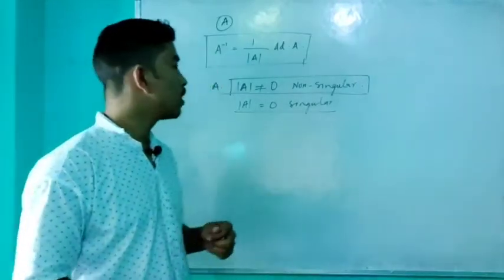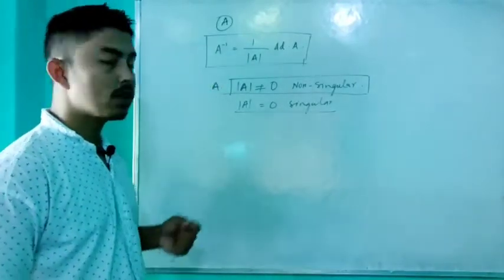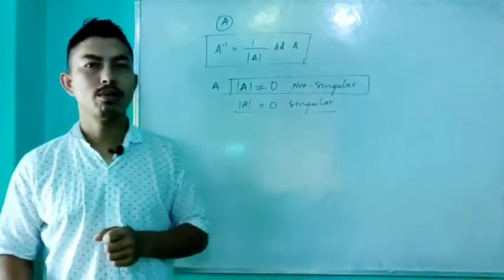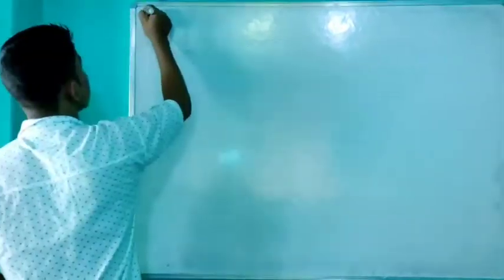So we'll try to do one sum which will give you the idea of both the adjoint and the inverse of a given matrix. So let's begin.